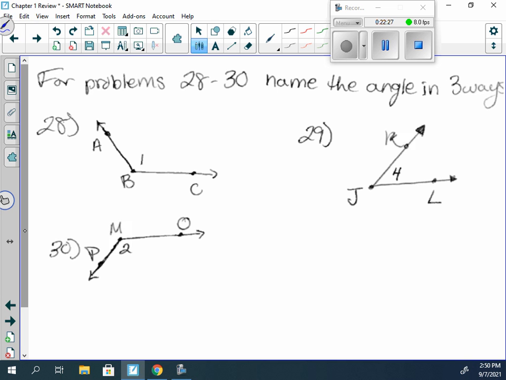So 28, how would we name this angle? Angle ABC, angle CBA, or angle B, because if it is only one angle, we can name it by its vertex. And the vertex, if we're using 3 letters, is always in the middle. And we do need the angle marker.